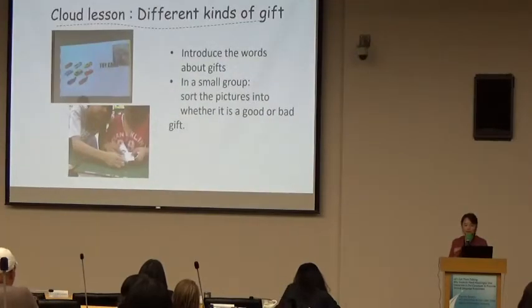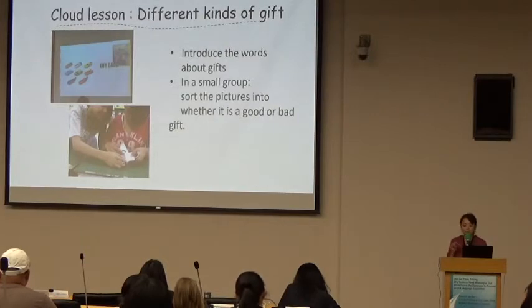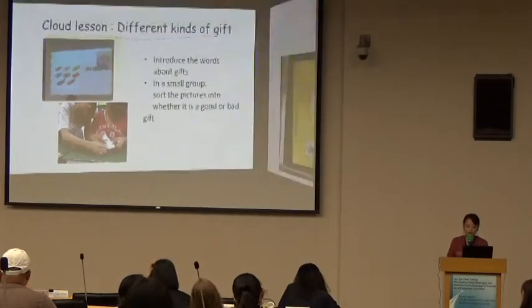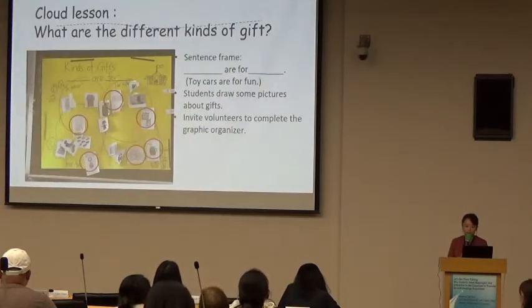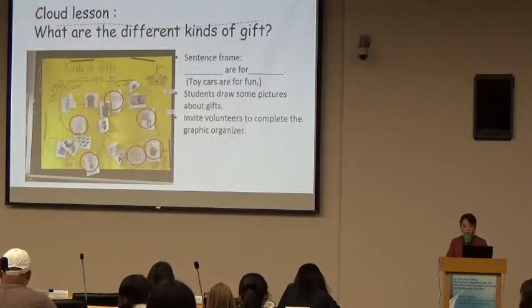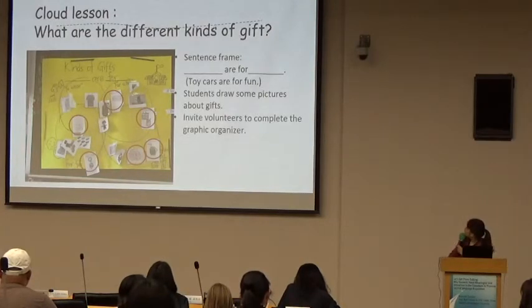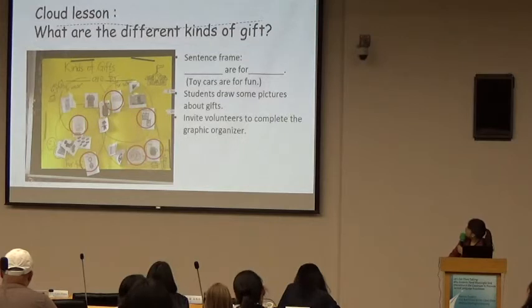And this is another lesson, and we did different kinds of gifts. We introduced the words about gifts first, and then in small groups they do the sorting to distinguish whether it is a good or bad gift. And this is another lesson. In the end, we invite volunteers to complete the graphic organizer. And can you see the red circles here? These are from the students, they drew them themselves.